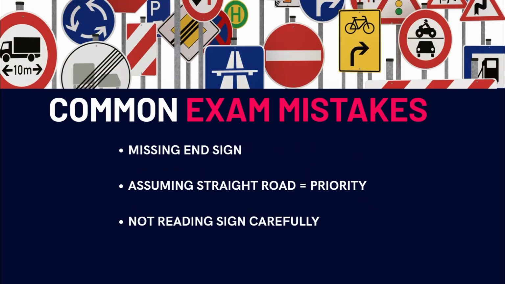Now let's understand the common German driving exam mistakes. Common mistakes include missing the end of priority road sign. Many times new learners miss the end of priority signboard and they think that they are driving on a priority road. So this is one of the common exam mistakes. Second, assuming the straight road always has priority. This is also a common mistake we need to avoid. And lastly, not reading the sign diagram properly. Reacting late because of poor observation is also a common driving exam mistake. Examiners expect early recognition.